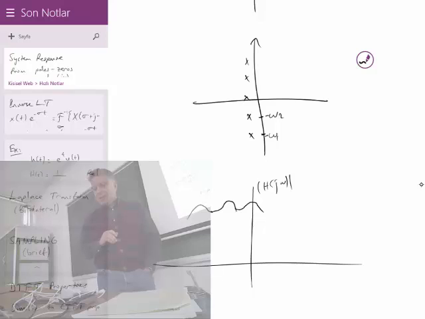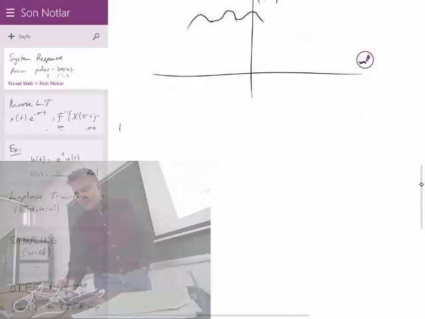Okay, so this is a nice way to visualize the behavior. Another example.